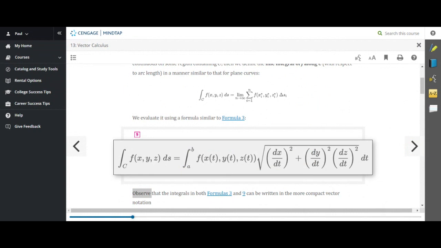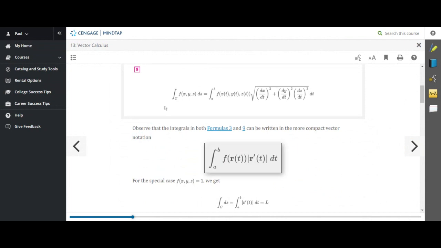They comment that if you look at that integral, you can compactly write it as the integral from a to b of the function at the position vector r of t, which has the components, the parametric equations, x of t, y of t, and z of t, times the length of the derivative vector for r of t. This is section 13.2, Lexi.